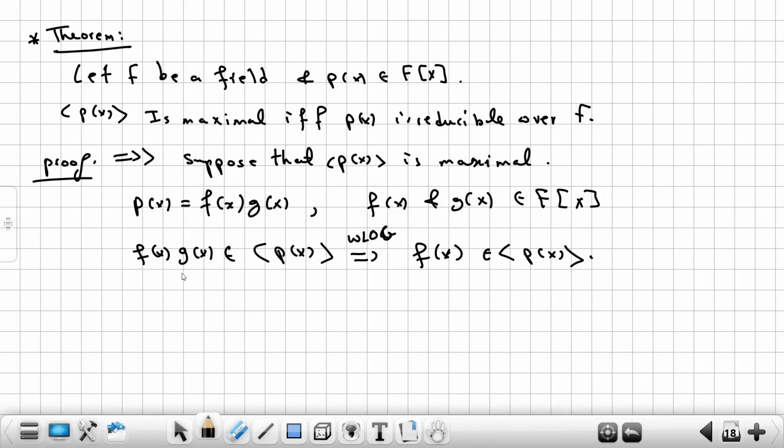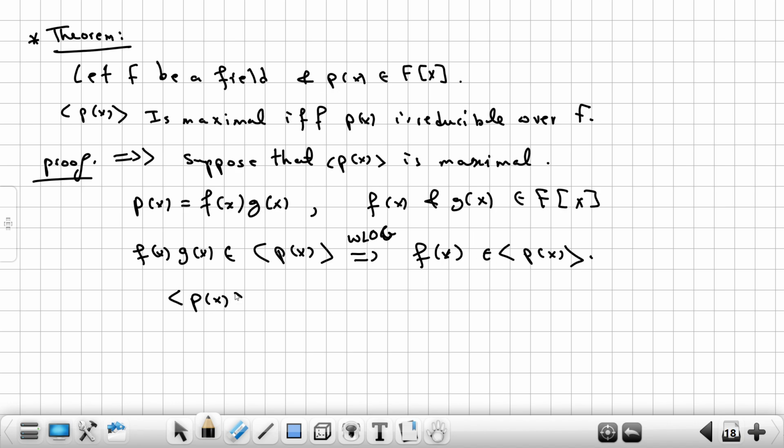Now f of x belongs to the ideal of p of x. This means that f of x is a multiple of p of x. Why? Since we know that the degree of f of x is less than or equal to the degree of p of x. And here, f of x belongs to the ideal of p of x means that f of x must be a multiple of p of x, it cannot be a polynomial of higher degree, or even a lower degree. So f of x is a multiple of p of x.